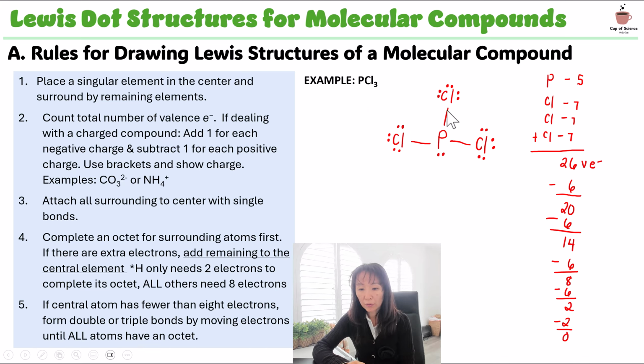2, 4, 6, 8. Now remember that you need to fulfill the octet for the outside atom first. Work on those first before you come into the phosphorus. Number 5 says, if the central atom has fewer than 8 electrons, well, that's not the case, then you need to form double and triple bonds. More on that later. So for now, this is the Lewis dot structure for phosphorus trichloride.